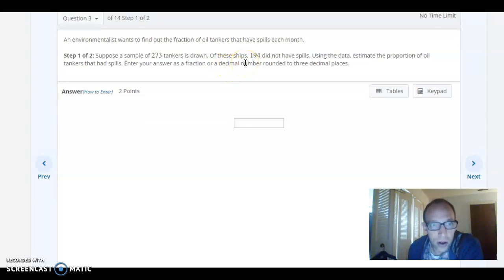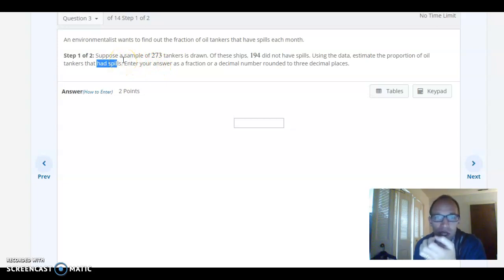So I think overall people would realize that this is a one proportion test or one proportion interval. The thing that trips people up on a question like this is the fact that we have 273 oil tankers. 194 did not have spills, and we want the proportion of oil tankers that had spills. So the thing we're looking for is actually the opposite of what's given to us. The easiest way to do that is just take care of it in the very beginning. Take 273 minus 194, and 79 will be the number of oil tankers that did have spills.